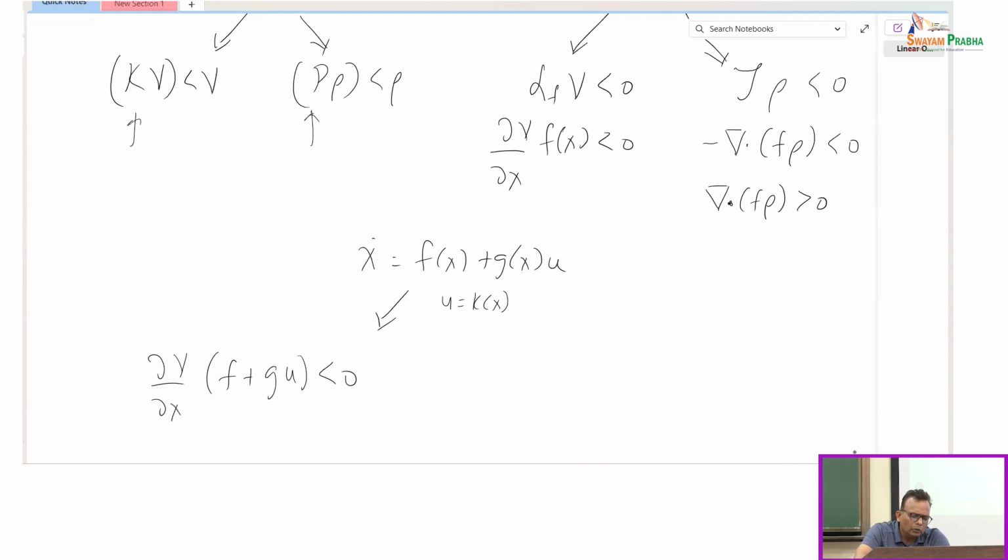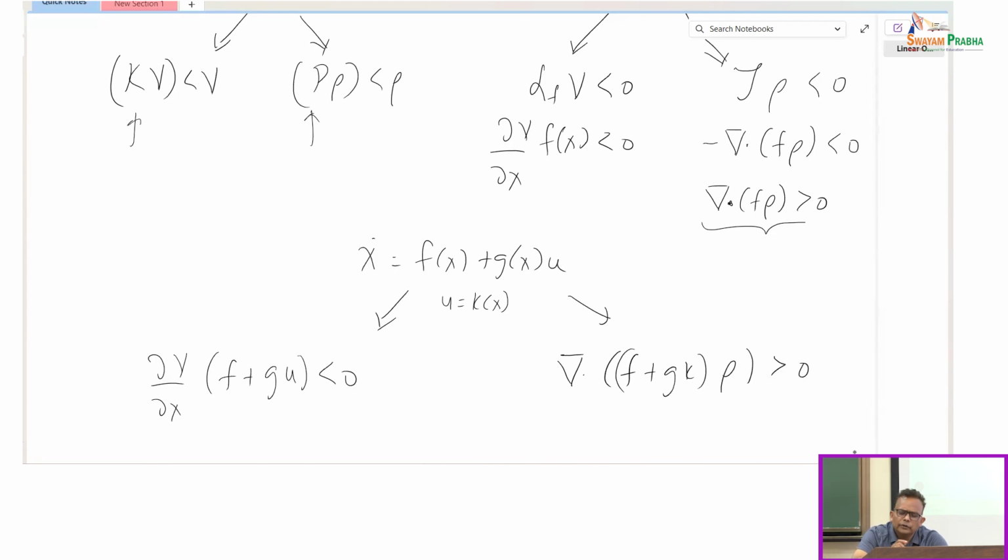Okay. Now, to find this u equals k of x and v, you cannot solve this problem because partial v, partial x is multiplying k of x, and we don't know how to get rid of that bilinear term. Okay. Now, if I write down the stability condition using this, see what happens. You get divergence of f plus g k rho has to be bigger than 0. So what do you want to do now with this?